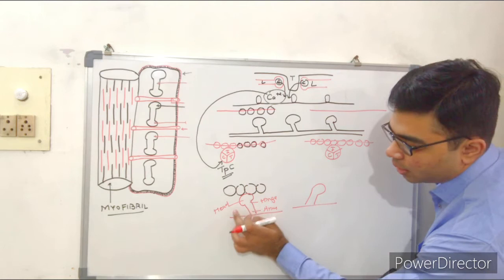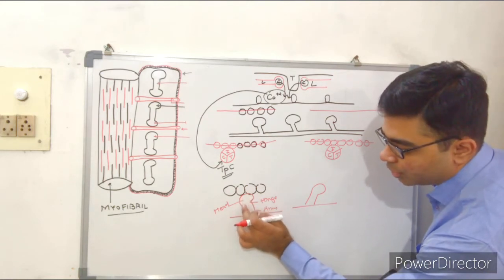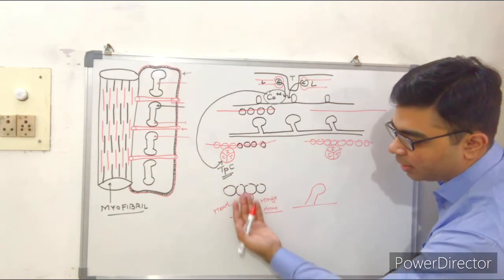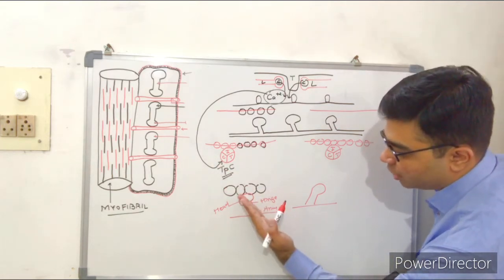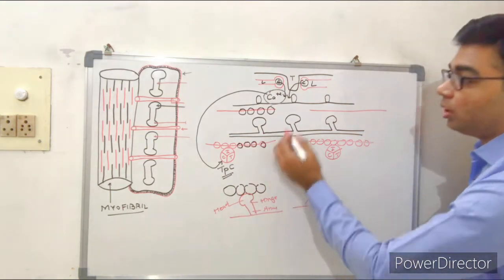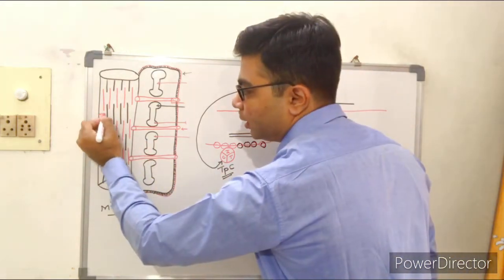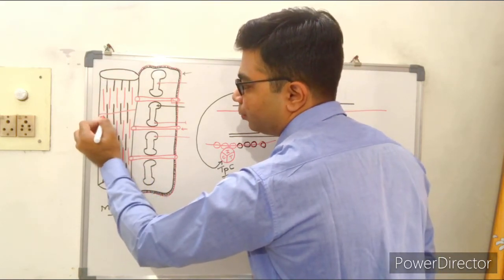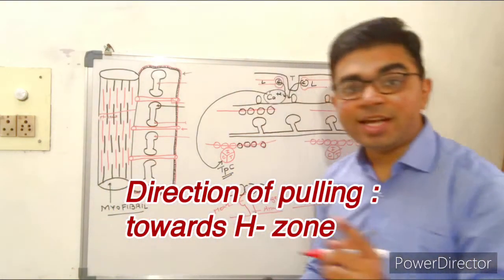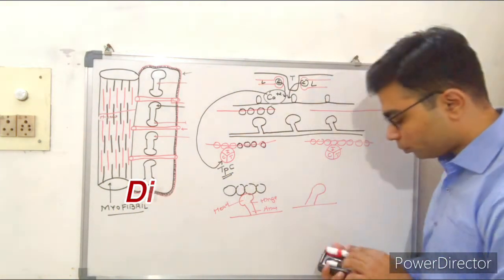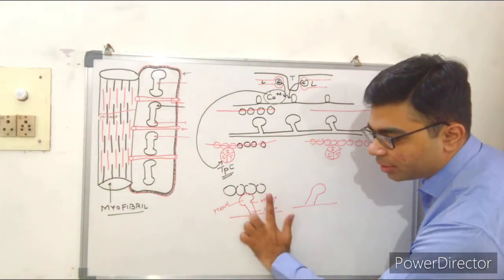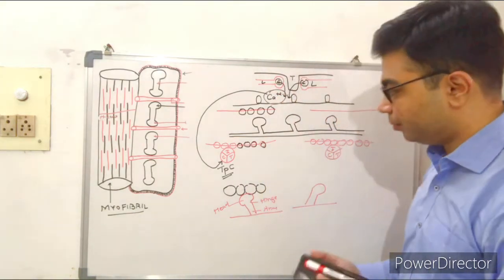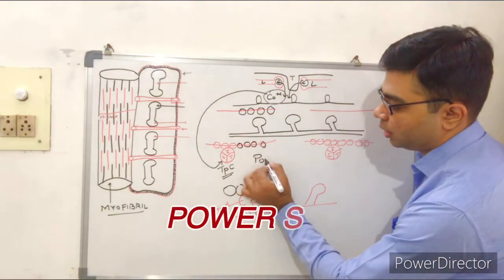So as you can see the change in the position, the head portion is directed towards this direction, but when it is attached with the F-actin, it is going to change its direction, and this direction is towards the Z zone, or I can say the H zone, which is there in the middle of the A band. And the change in the direction of the head, or I can say the tilting of the head, is known as a power stroke.